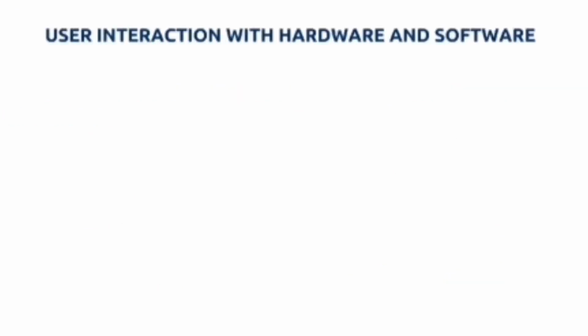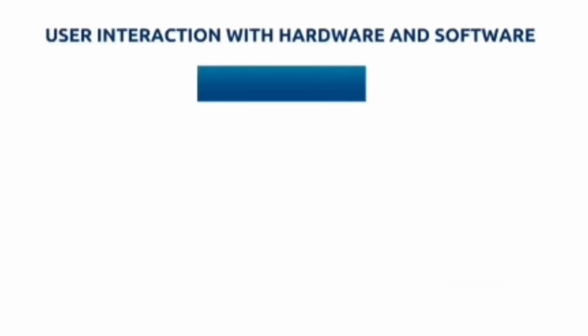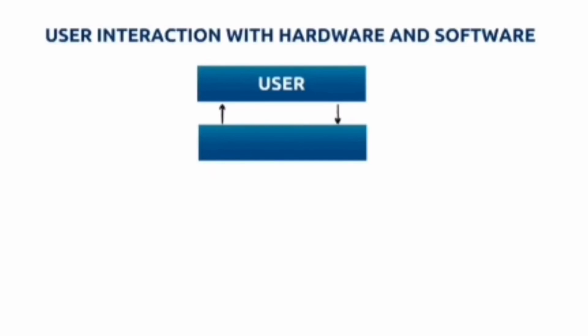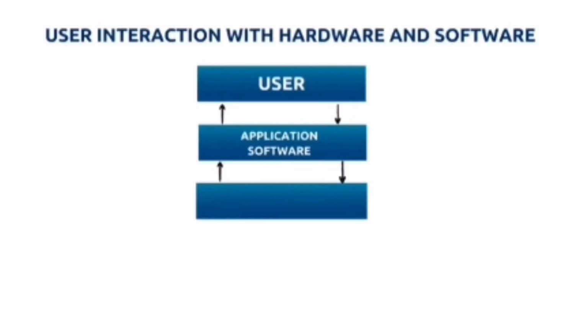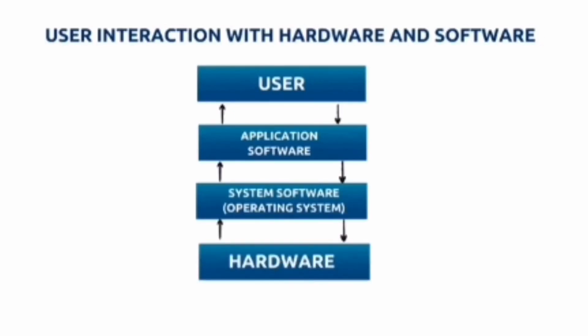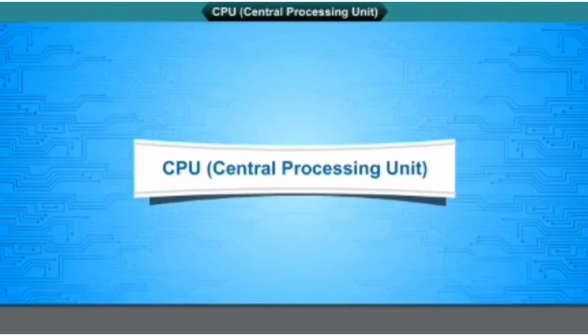These are all examples of application software. Now here, user interaction with hardware and software. This is the block diagram showing how the user interacts with application software, then system software like the operating system, then hardware. Now the next topic.